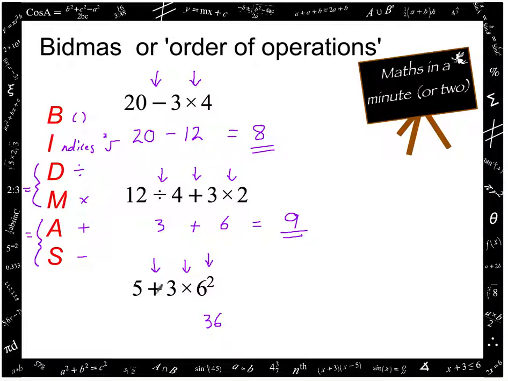Now out of the next two, the multiplication must come next. So we're going to do the 3 times the 36 next. And 3 times 36 is 108. So now we can finally do the add from left to right. 5 add 108 is 113.